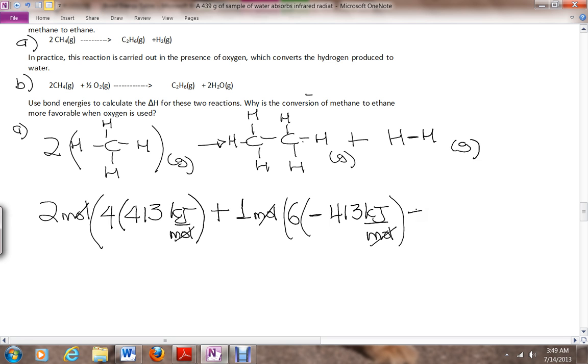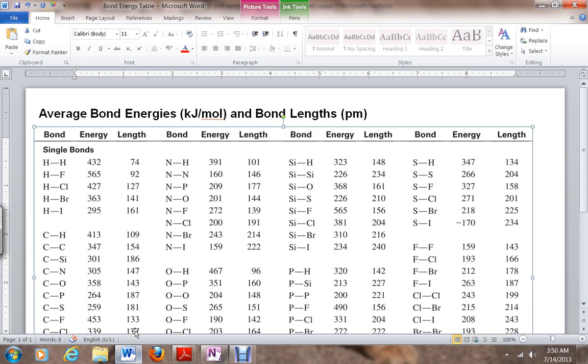Then we got, again, 1 mole. You can add them together and multiply, but I like to do it separately. You got 1 mole of a CC bond, so it's 1 CC bond, right? So it's 1 multiplied by the value for the CC energy. And it's negative because we're forming a CC bond that we didn't have here. So CC would be 347.